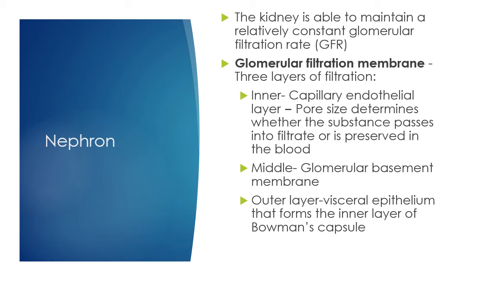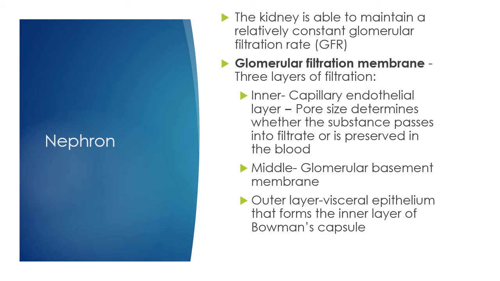So the kidney is able to maintain a constant glomerular filtration rate, or the GFR. And the glomerular filtration membrane filters the blood components through its three layers. There's an inner capillary endothelium, a middle glomerular basement membrane, or the GBM, and an outer layer, the visceral epithelium, which forms the inner layer of the Bowman capsule. And the glomerular filtrate passes through these three layers and forms the primary urine.